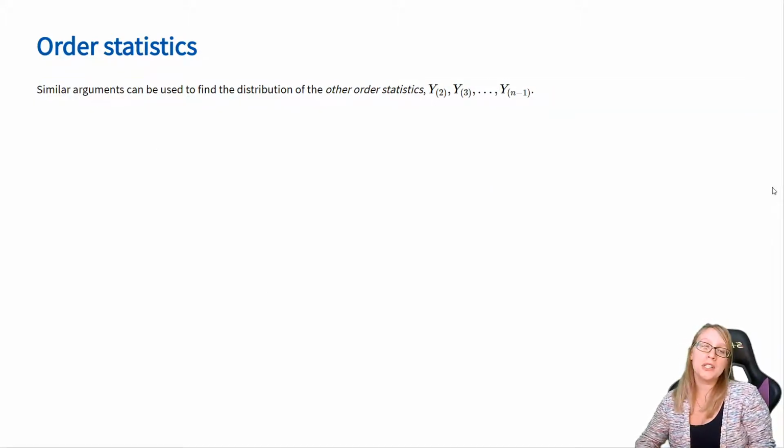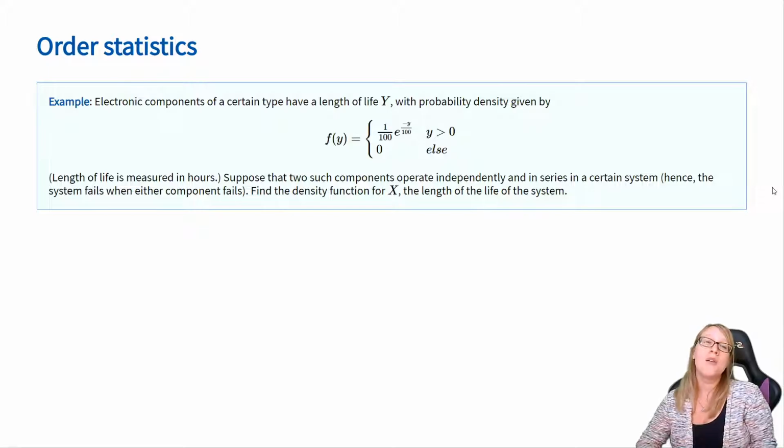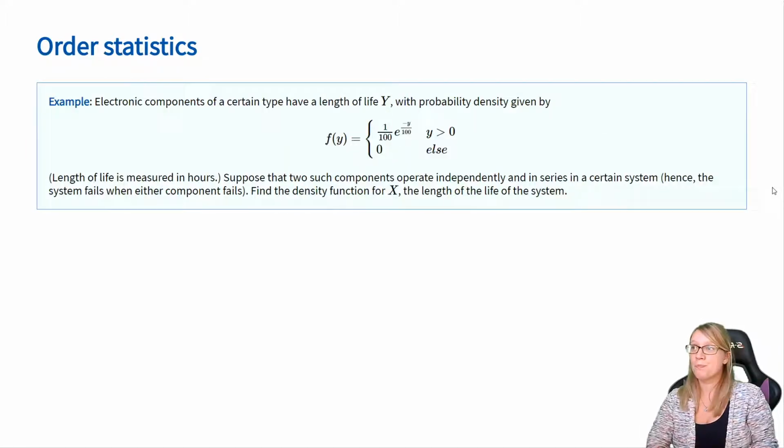So we can use similar arguments to find the distribution of the other order statistics. I've chosen not to really emphasize them in this video because primarily we're interested in the minimum or the maximum. Another order statistic that we do sometimes care about is the median, but most of the time the minimum and the maximum will give you the most useful information about a sample.